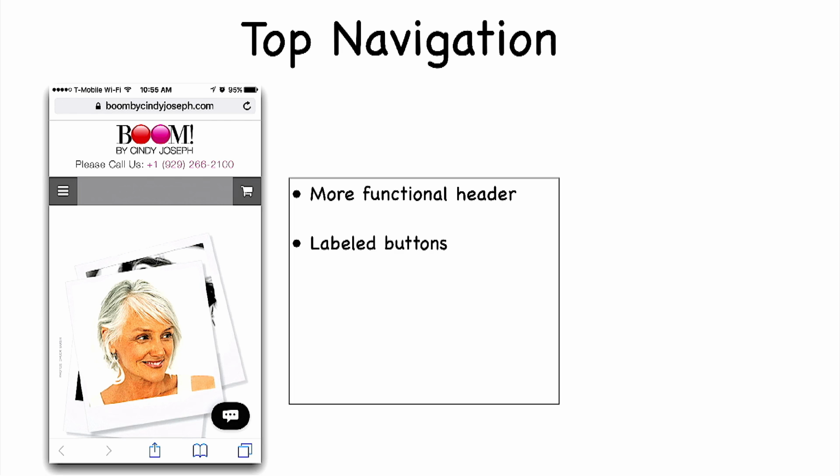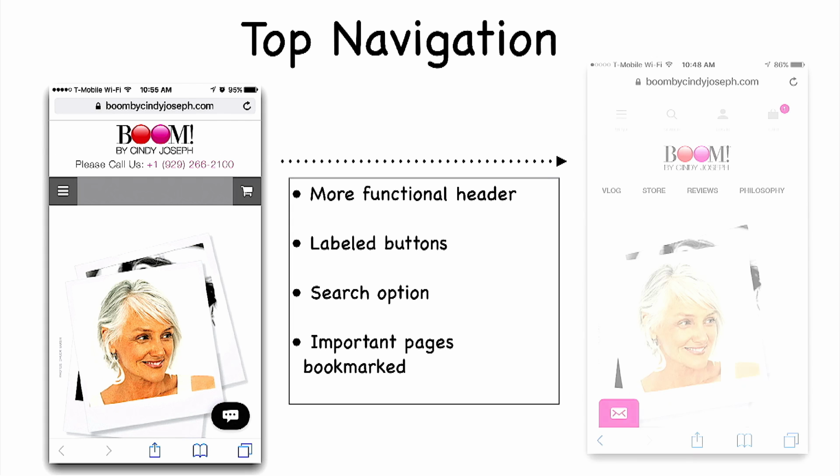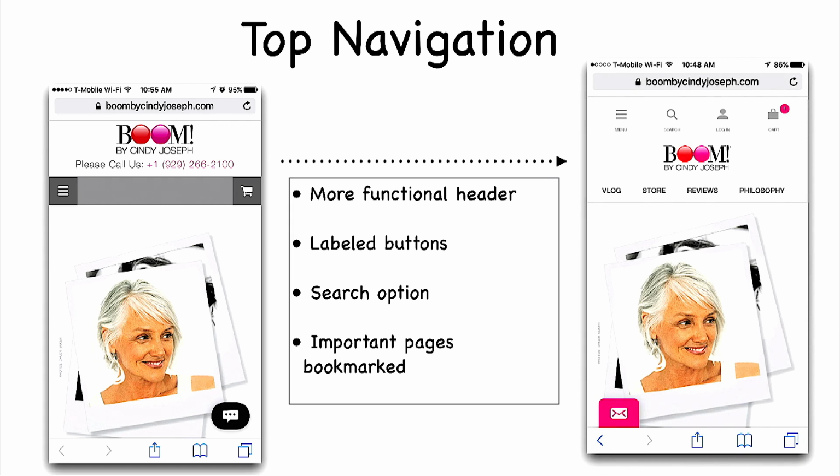So we added some things. We added a more functional header, labeled buttons, a search option, and really important pages bookmarked. This is what it ended up looking like. You can see it takes up a lot of screen real estate, but there's a lot more action for them. And this is not the final version. I'm going to show you the final version in a minute, but just doing this was a big improvement. And you're going to see how big in a second.